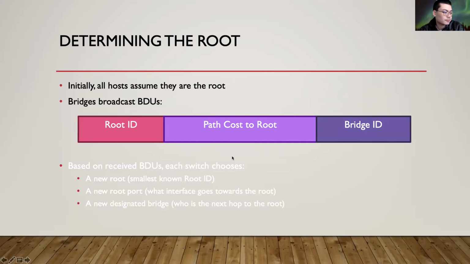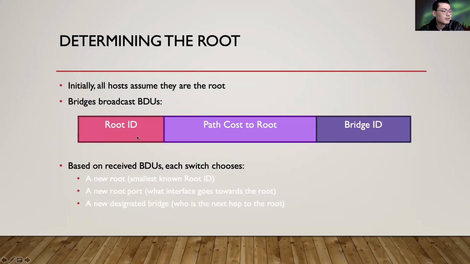Then they will send to each other, and you will repeatedly receive, because broadcast means it's not just sent to its neighbors. The neighbor will forward them until everyone is reached. So at the end, everyone will see everyone else's root ID. Then they will know who has the smallest ID, and they will have a consistent conclusion about who is the root.